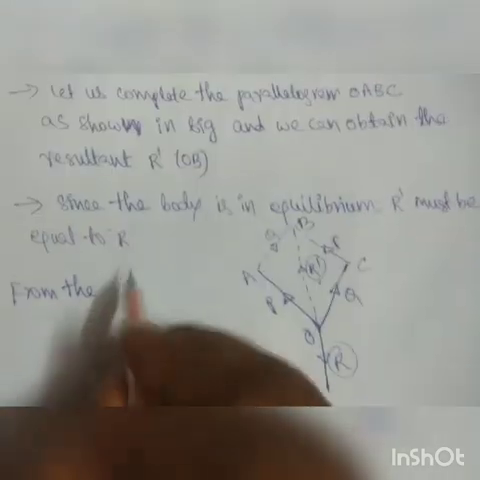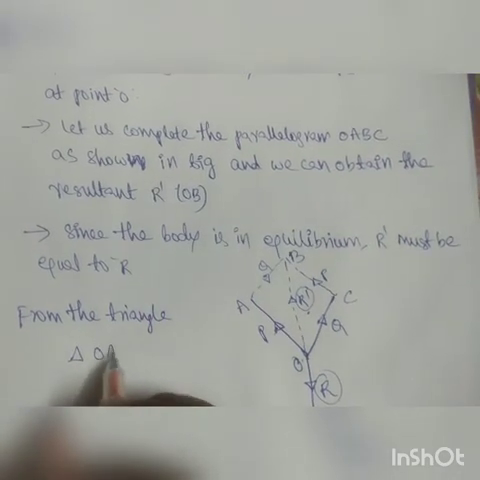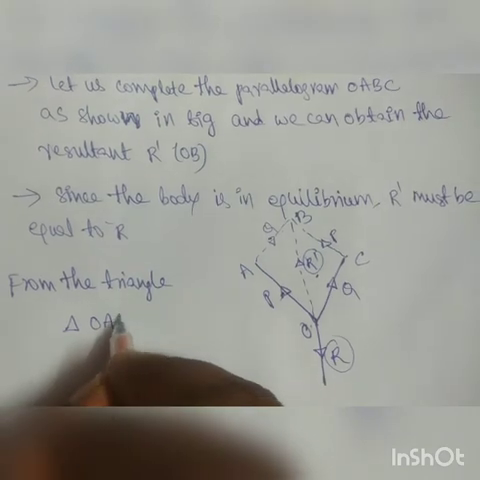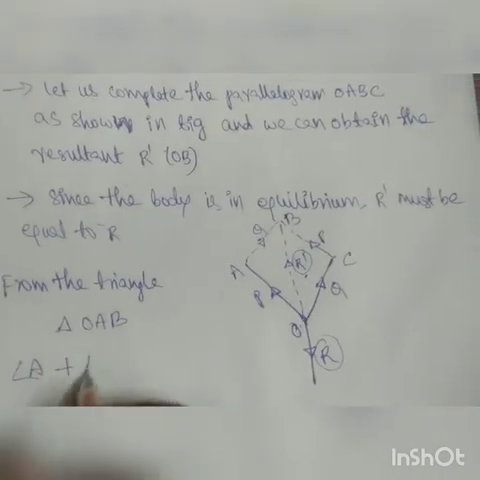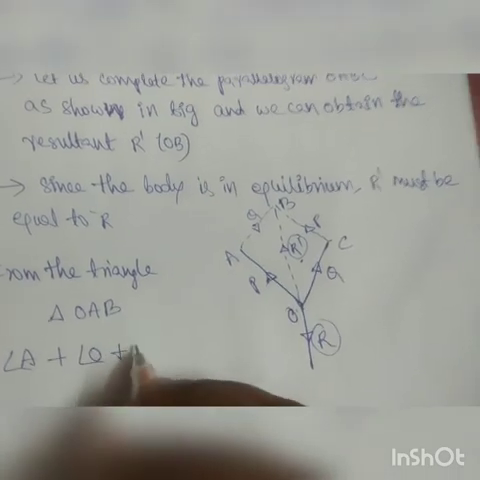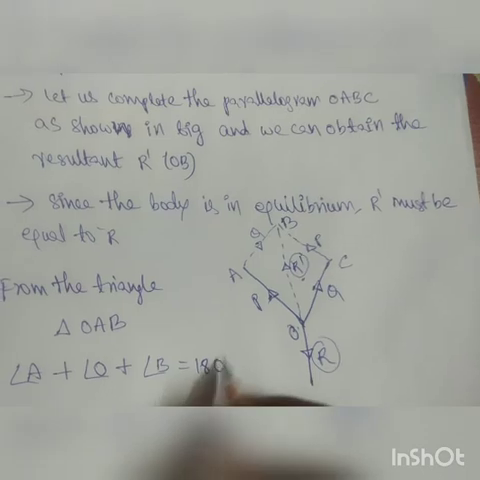From the triangle OAB, angle A plus angle O plus angle B is equal to 180 degrees.